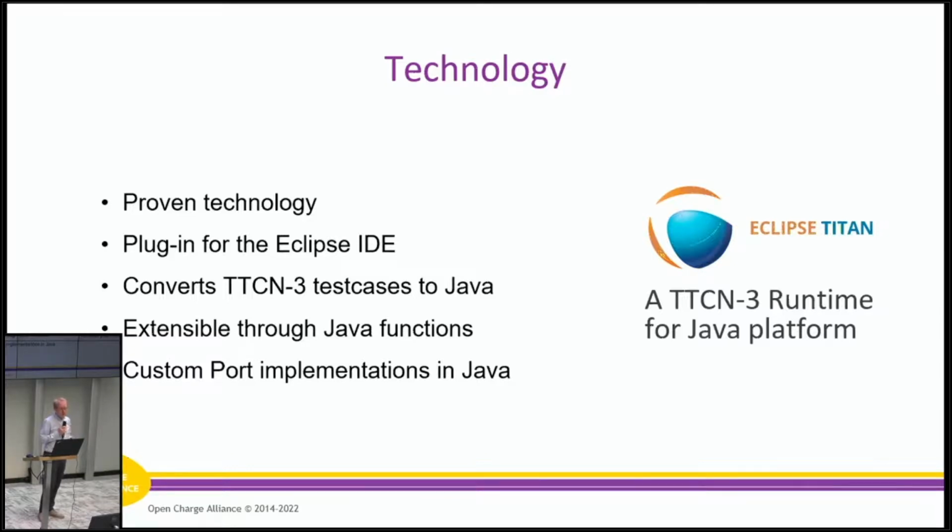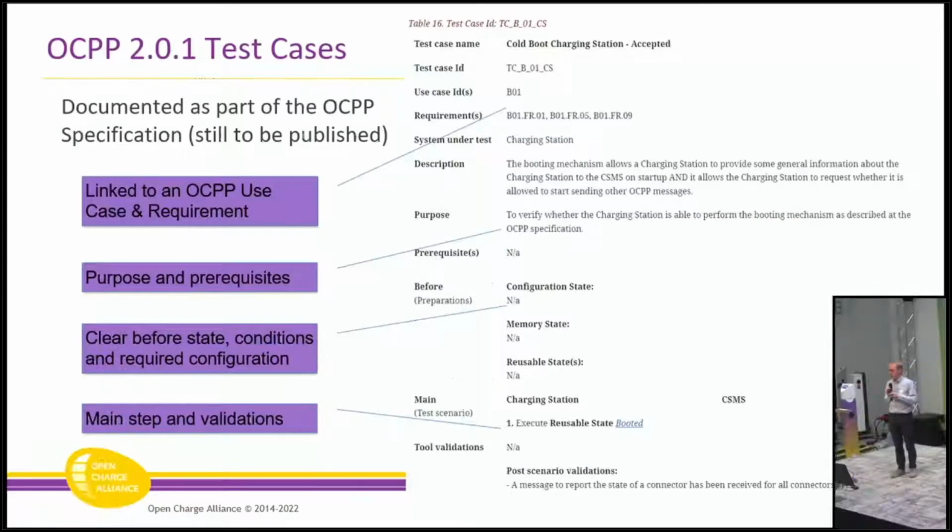So Tom will now give you an impression of how we move from what is specified in the test case document, what that looks like in TTCN3. This is just to give you an idea of what this looks like. Thanks.